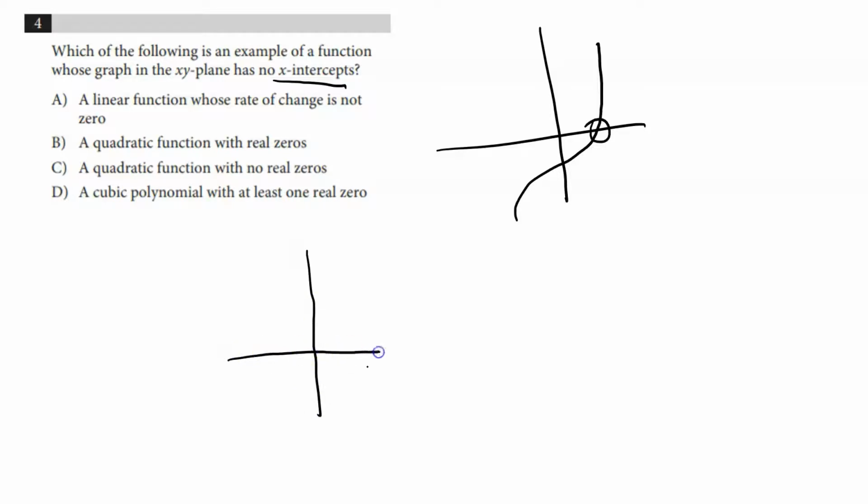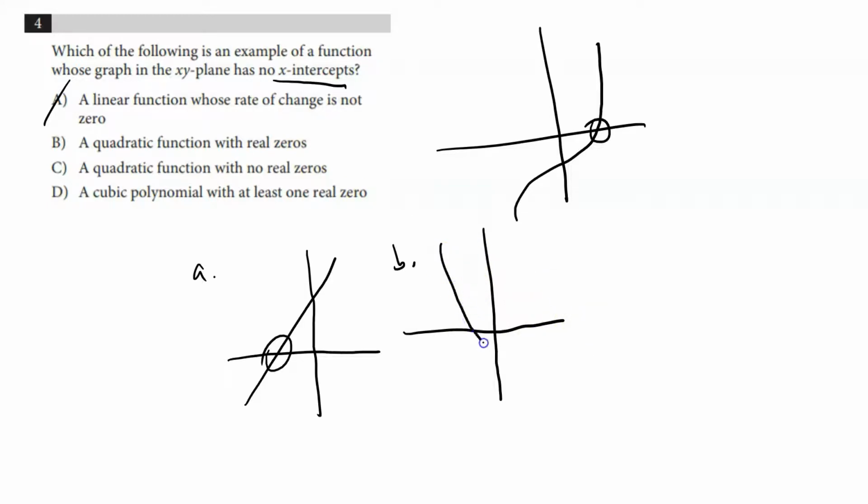And if we graph, let's say with a linear function with a positive slope, it clearly is going to pass through the x-axis. So A is not our answer. B, a quadratic function with real zeros. I'll label it like this. So if a quadratic function has real zeros, it means that's what a zero is. It's an x-intercept. So it's going to pass through the x-axis at some point. So B is not our answer.